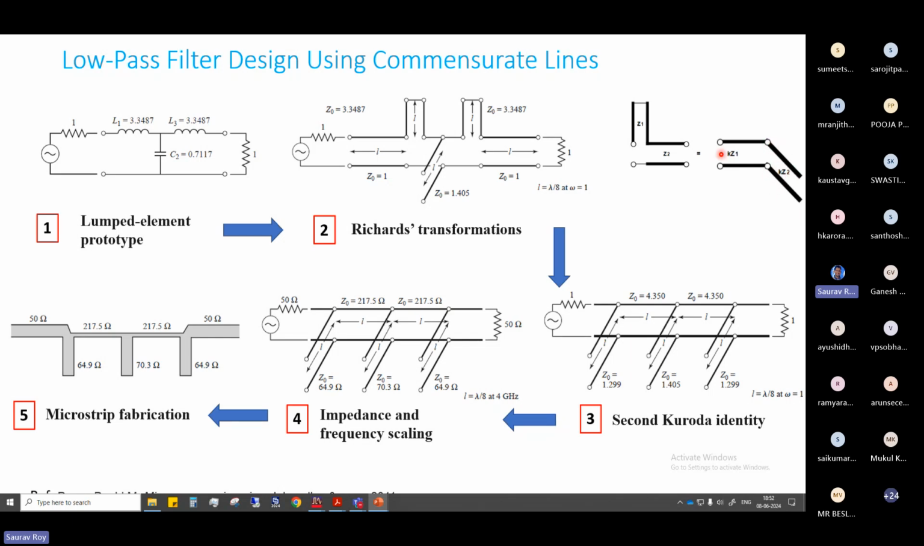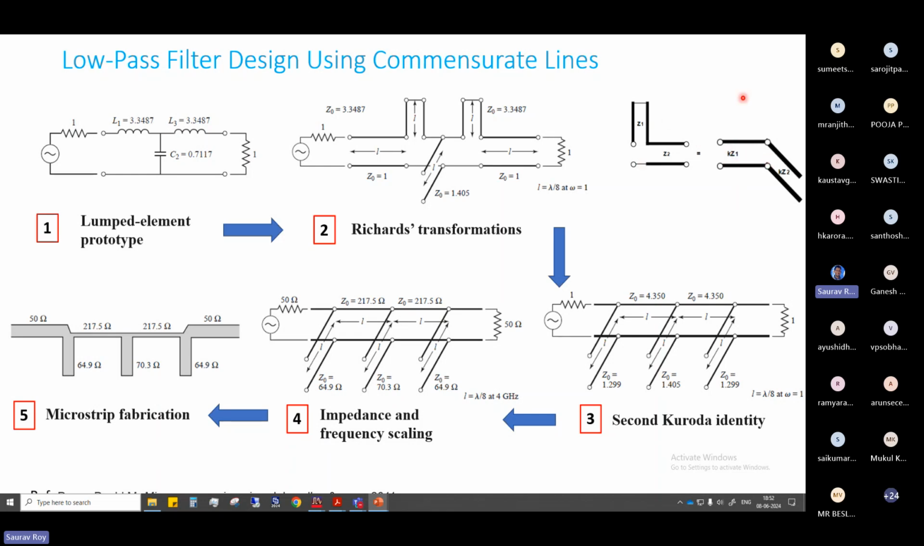impedance KZ2. This K factor, if you remember, was called N in the theory. So it comes from N square equals 1 plus Z2 by Z1. So that is the theory that you know easily. Z1, Z2 are known, so from that ratio you can know the K. So this is the second Kuroda's identity.